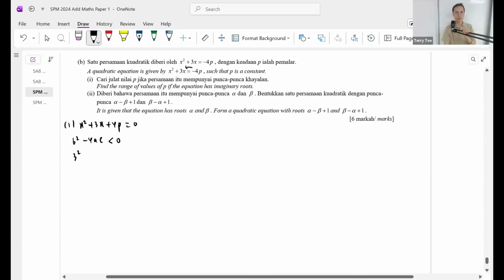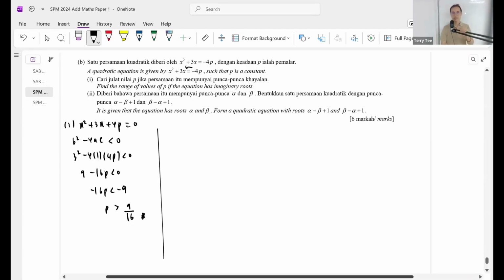Your b is 3, you square it. Your a is 1. Your c is 4p, and the result is less than 0. This is 9 minus 16p less than 0. You can bring the 9 over, it becomes negative 9. Negative 9 divided by negative 16, both are negative, so they cancel each other out. Change the symbol. Whenever you multiply or divide with a negative, the symbol has to change. So p is greater than 9/16. Okay, that's Roman 1.